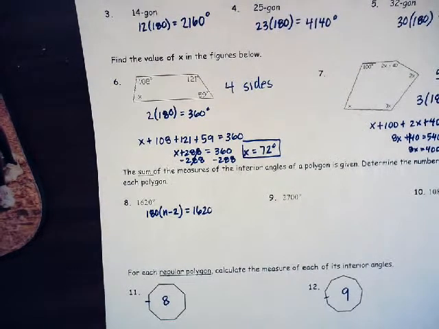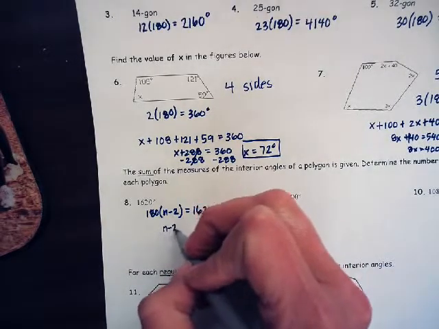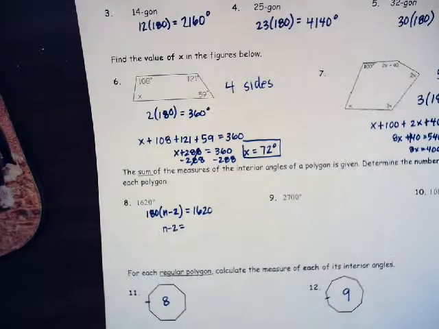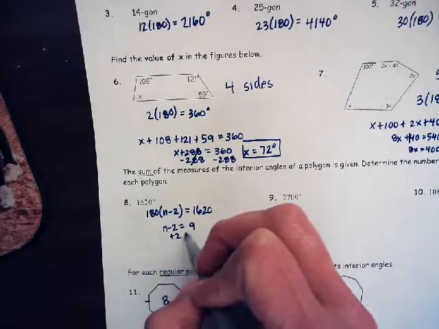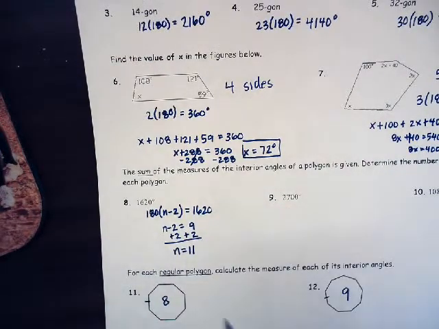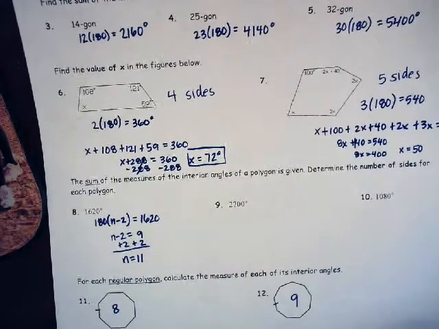So if I'm trying to get n by itself, the first thing I'm going to do is divide both sides by 180 and I get n minus 2 equals 1620 divided by 180 is 9. And then I'm going to add 2 to both sides. Some people work better by knowing the formula. Some people work better just intuitively knowing I divide by 180 and add 2. So I'll do that one this way.